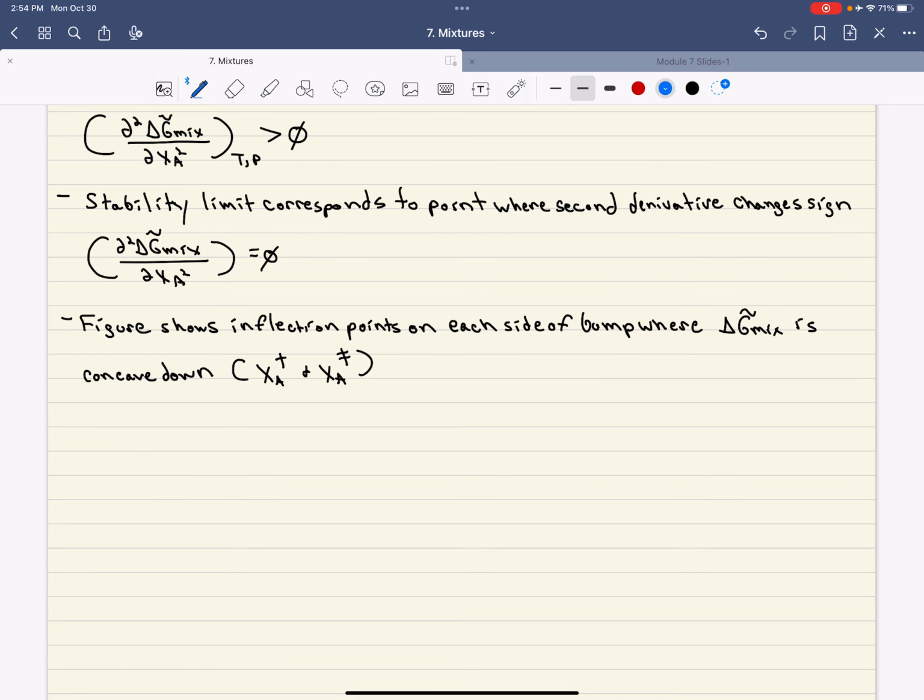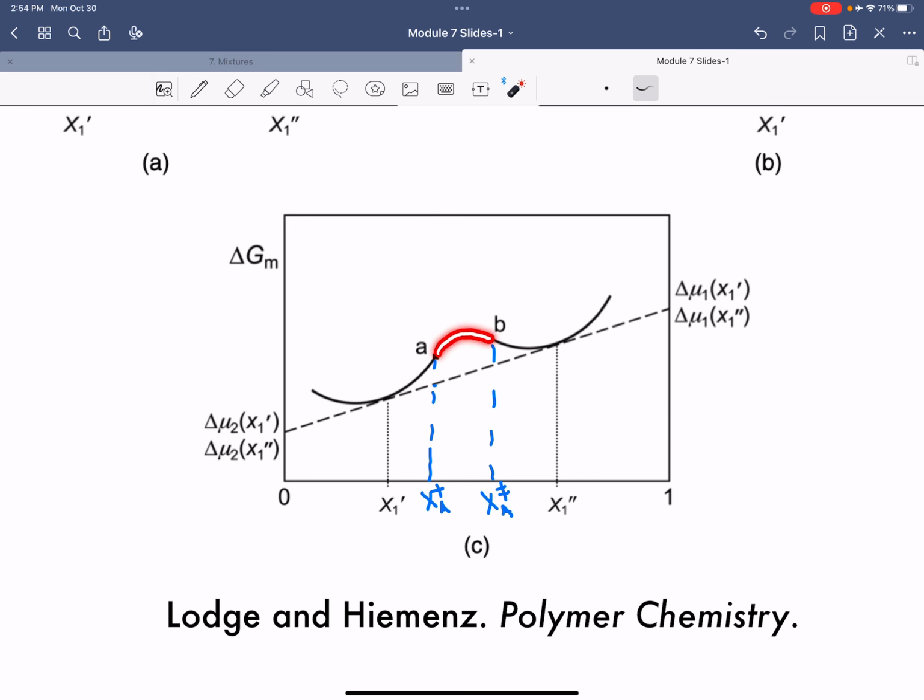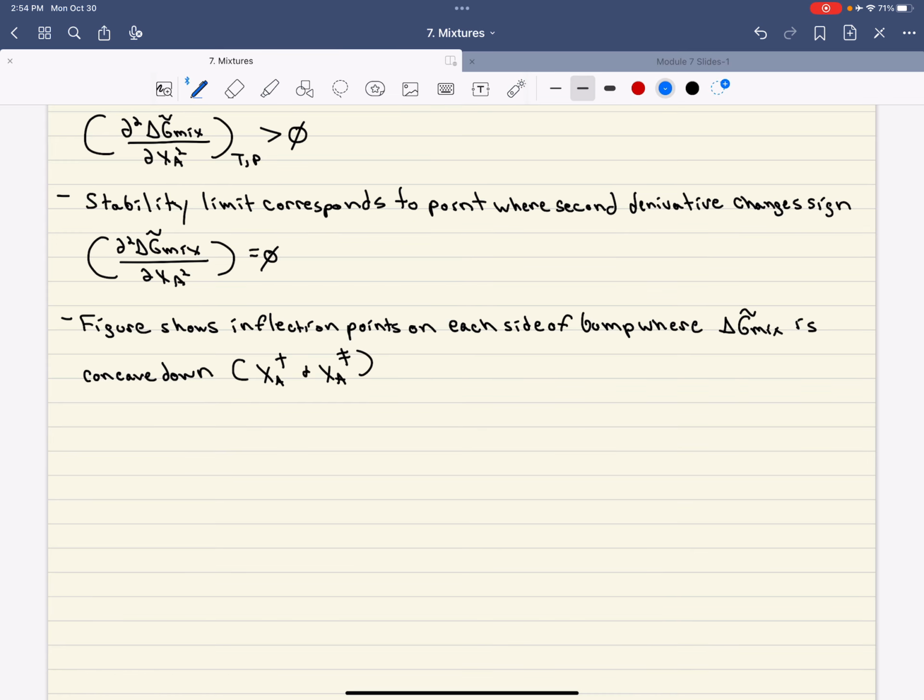And so within that range where delta G mixing is concave down, we would say that those compositions refer to the unstable region. XA values where delta G mix is concave down correspond to the unstable region. Okay?